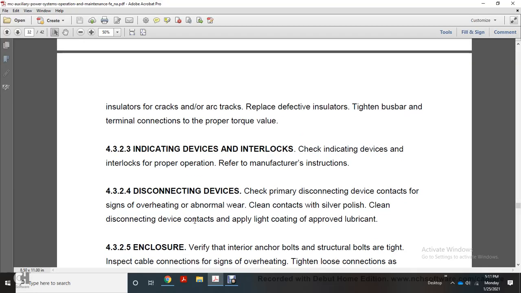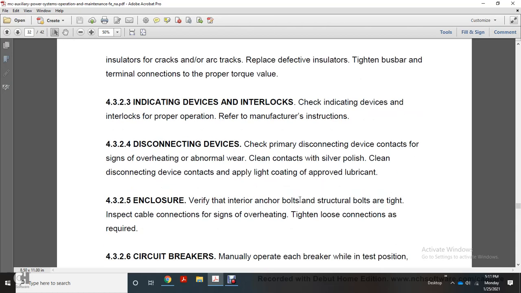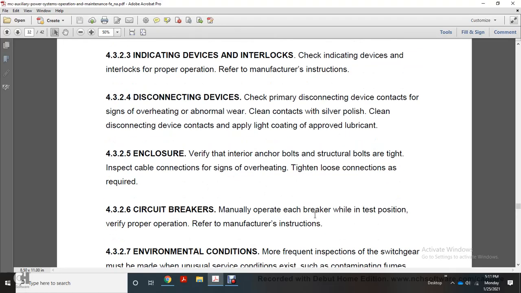Disconnecting devices: check primary disconnecting device contacts for signs of overheating and abnormal wear. Clean contacts with silver polish. Clean disconnecting device contacts and apply a light coating of approved lubricant. Enclosure: verify that the anchor bolts and structural bolts are tight. Inspect cable connections for signs of overheating. Tighten loose connections as required. Circuit breakers: manually operate each breaker while in the test position. Verify proper operation according to the manufacturer's instruction.